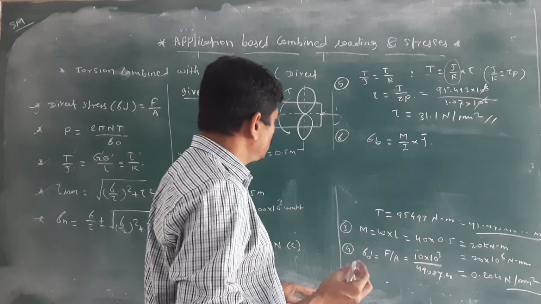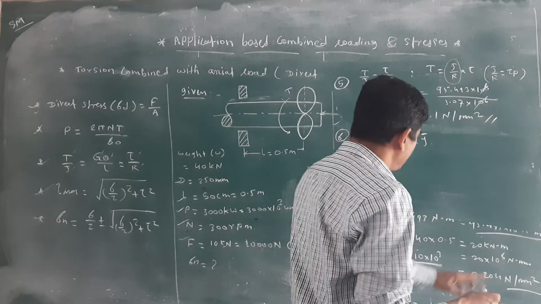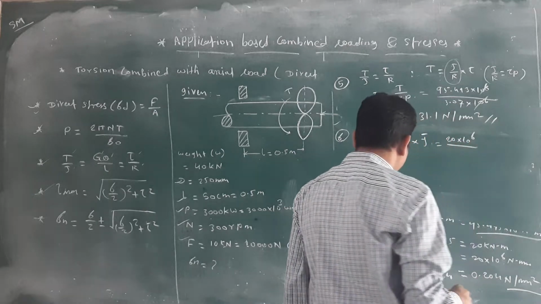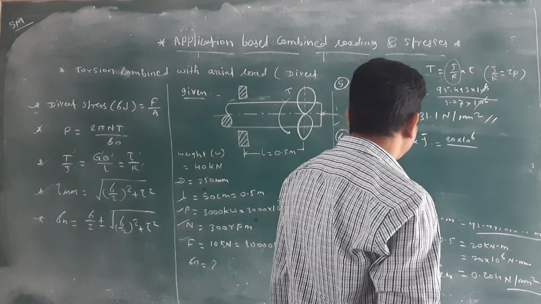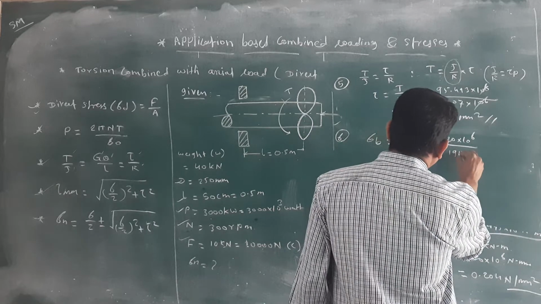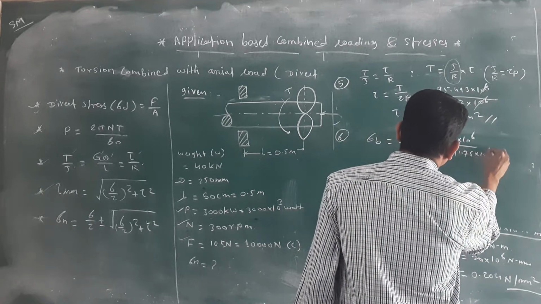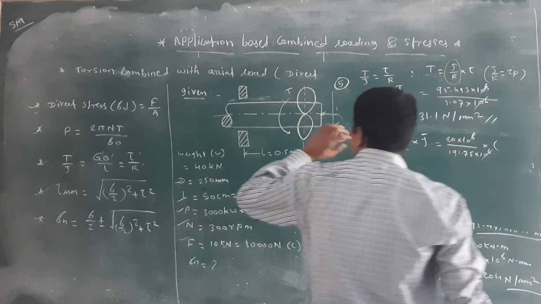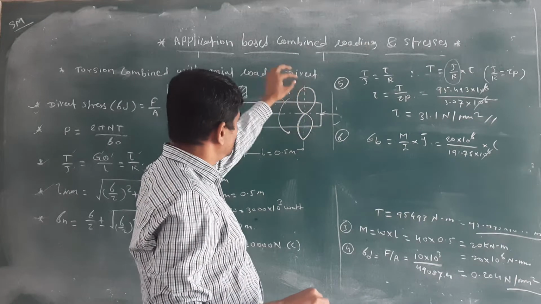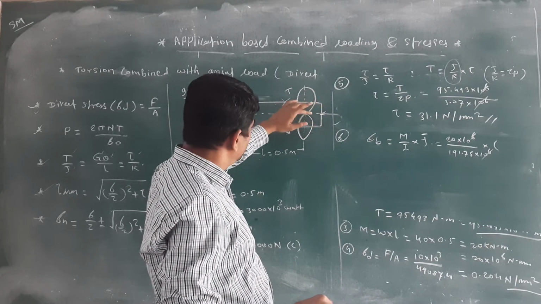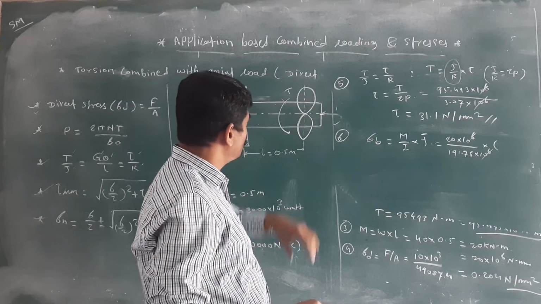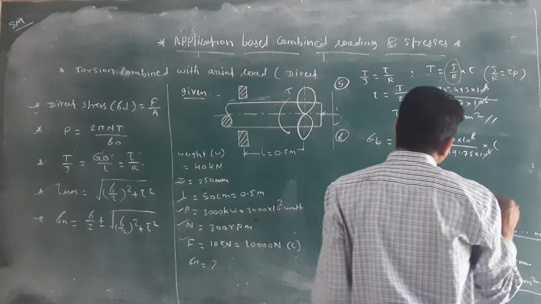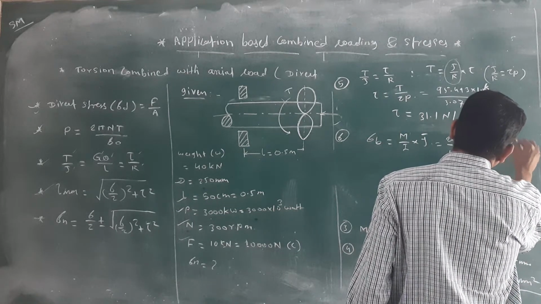What is the value of M? We have calculated 20 into 10 raised to 6. What is the value of I, the moment of inertia? We have calculated the moment of inertia as 191.75 into 10 raised to 6. This 10 raised to 6 gets cancelled, into y bar. How to calculate the y bar? Y bar is nothing but the distance from the centroid to the top portion of the shaft. The diameter is given as 250, so 250 divided by 2.